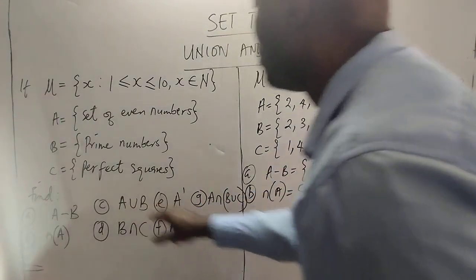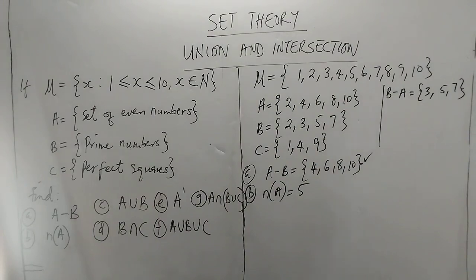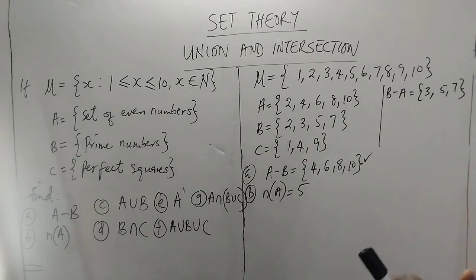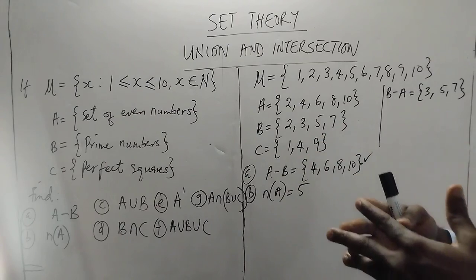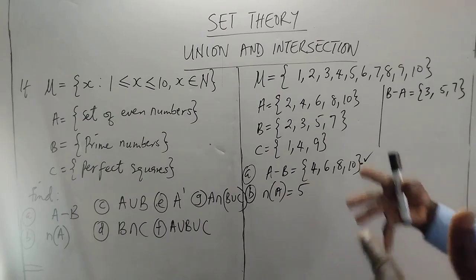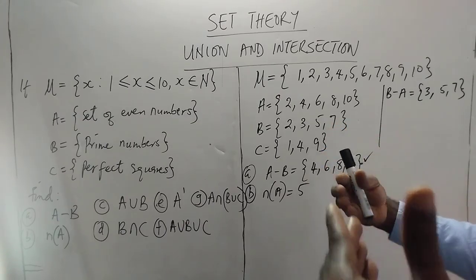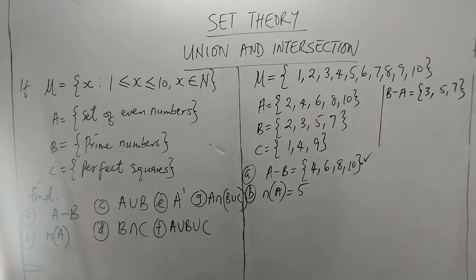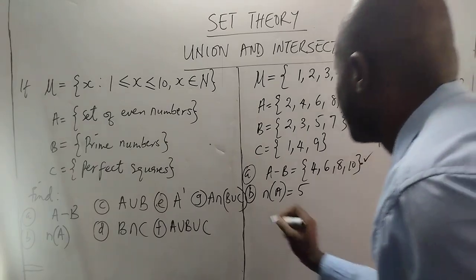Next, A union B. Union simply means bring all the elements in A and all the elements in B together, but don't repeat anything, no repetitions. All the elements of A and all the elements of B. Now, let's do it.